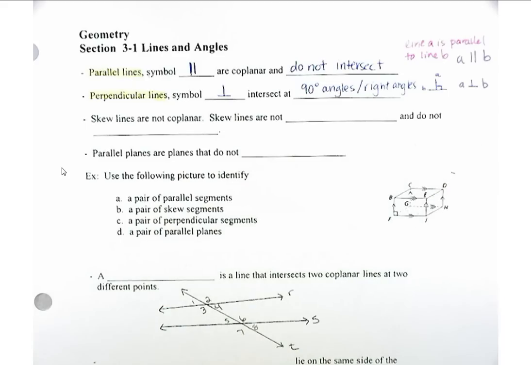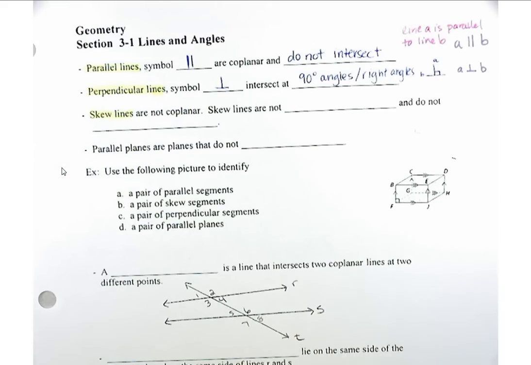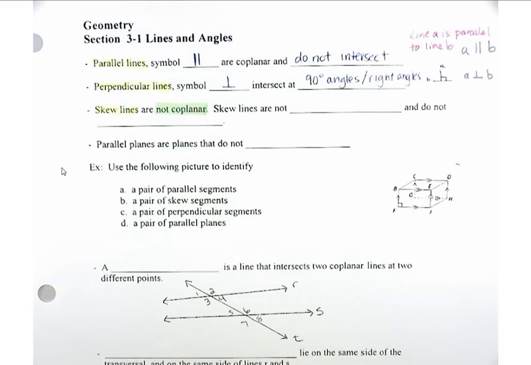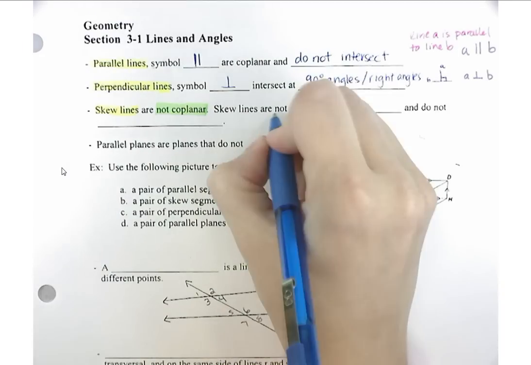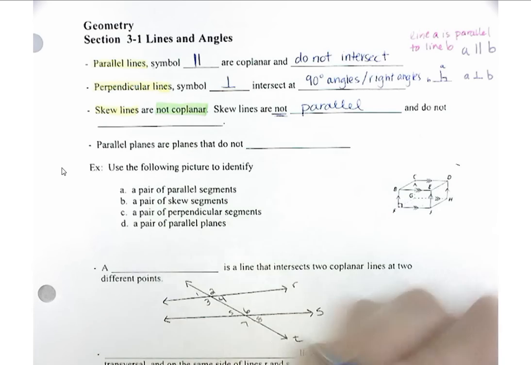Okay, now a new type of line that maybe you haven't heard of before is a skew line. So skew lines are not coplanar, so that's important. Okay, so they are not coplanar. They are also not parallel, and they do not intersect.